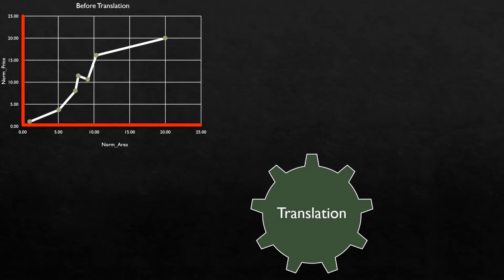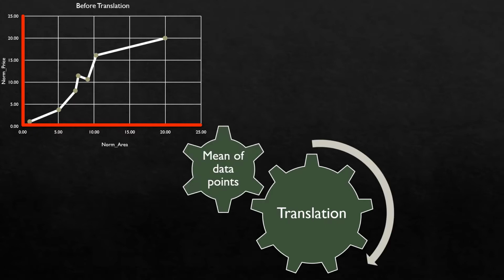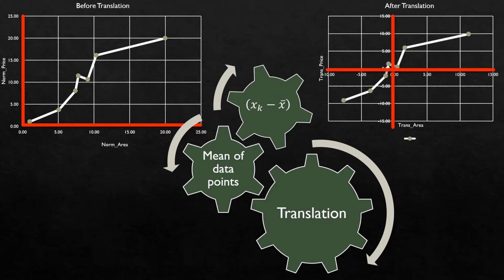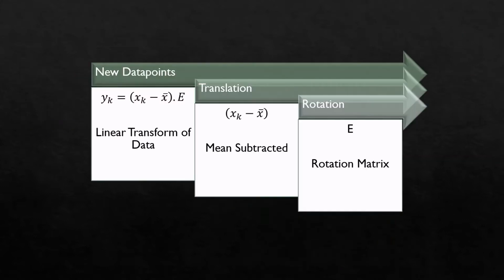As the first step after normalization, we need to perform translation. We change the origin of the new axis. To change the origin of the new axis, we take the mean of the data points of the normalized data. Xk refers to the data points in the normalized data set and X bar is the mean. The new Yk is such that we first perform a translation using the formula Xk minus X bar.